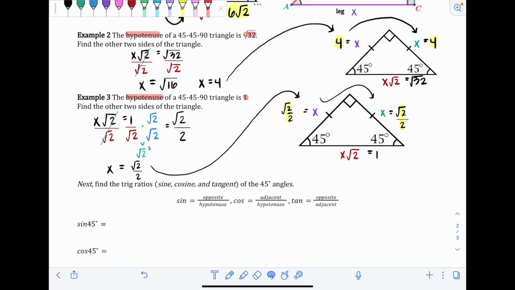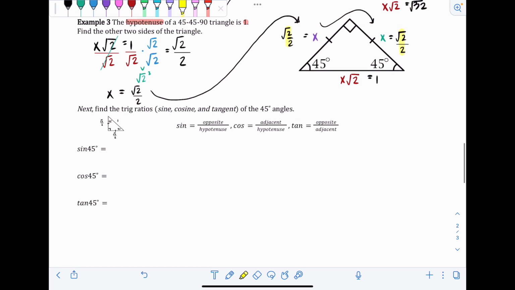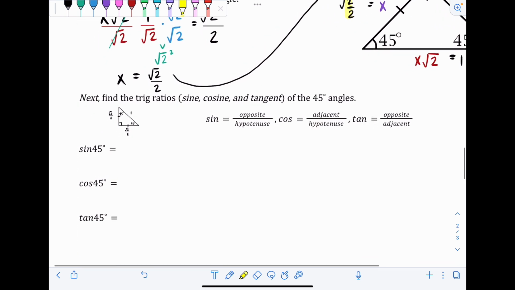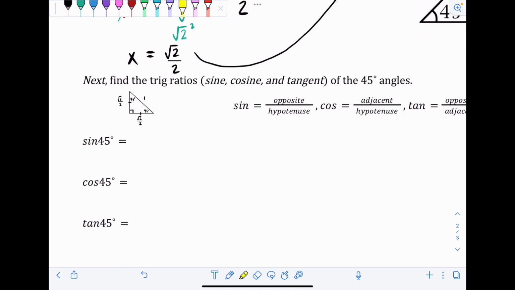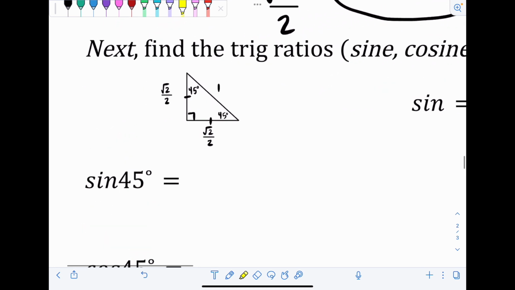So I'm going to go ahead and add this triangle down below just so we can reference it for opposite and adjacent sides. Sorry it's so small. So again, find the trig ratios, sine, cosine, tangent of the 45-degree angles. Because we have two of the same angles, it's a little bit more forgiving as far as what we pick for opposite and adjacent. So just focus in on one 45-degree angle.